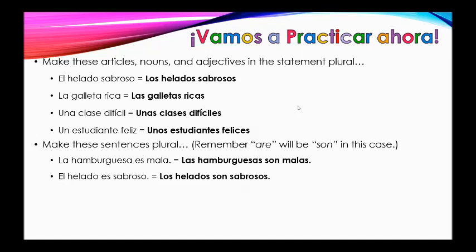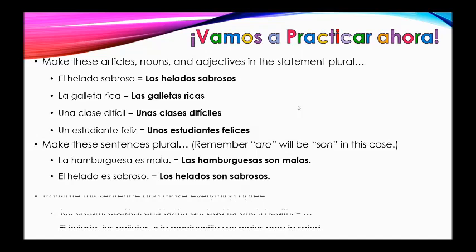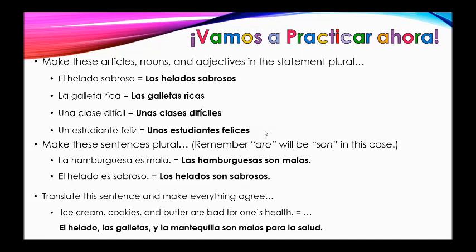El helado es sabroso changes to los helados son sabrosos. And so notice how all of those are agreeing. This whole sentence is feminine, and this whole sentence is feminine in plural, and this whole sentence is masculine in plural. And then lastly, how you say ice cream, cookies, and butter are bad for one's health are el helado, las galletas y la mantequilla son malos para la salud.